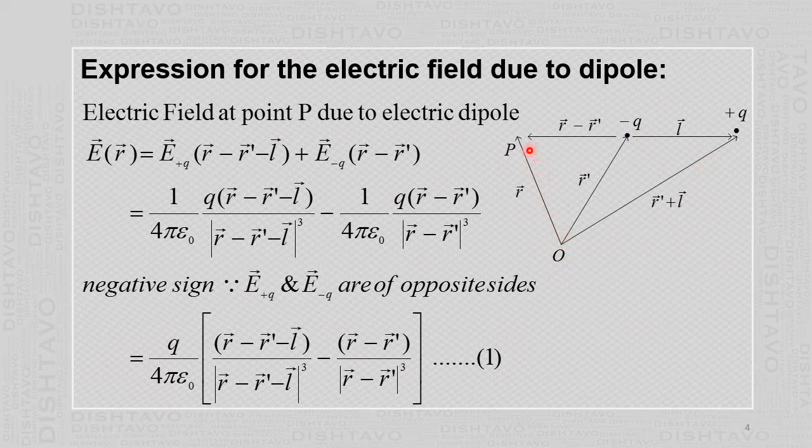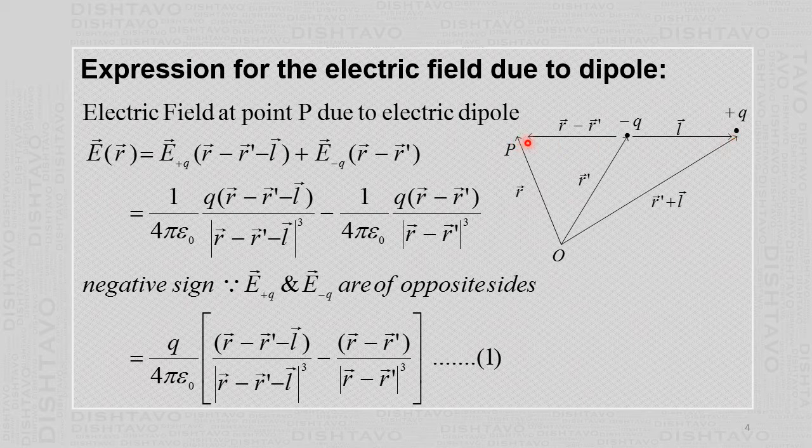Then electric field at the point P. So here we write vector E in bracket vector R. Vector R is the position vector. So it shows that vector E in bracket vector R means the electric field at this position specified by position vector R. Now the electric field at this point is due to charge minus Q and charge plus Q.